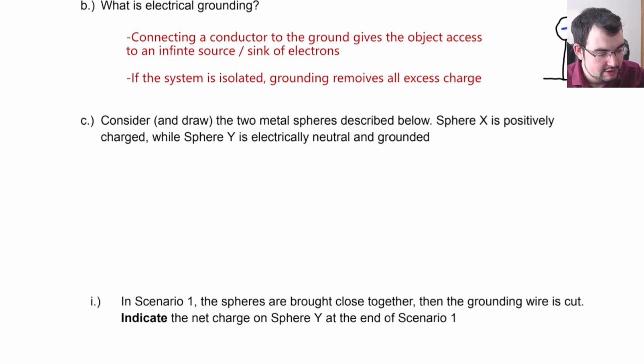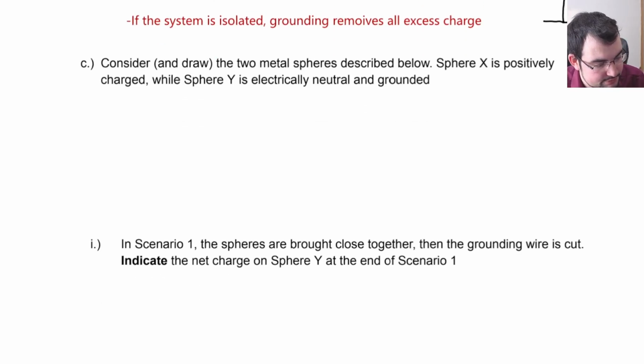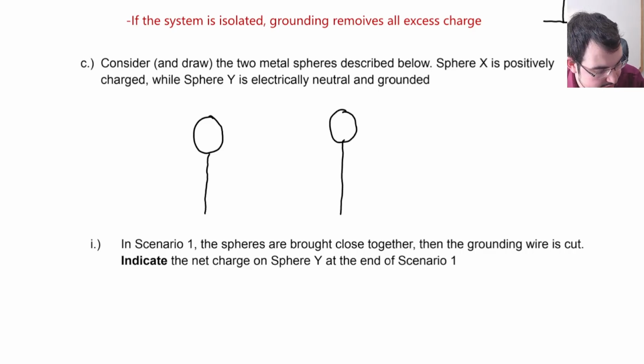All right, let's look at these two metal spheres described below. Sphere X is positively charged, sphere Y is neutral and grounded. So we have this scenario where we have a positively charged sphere, and then we have a neutral sphere.